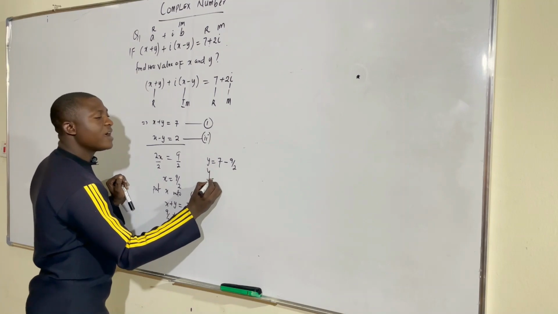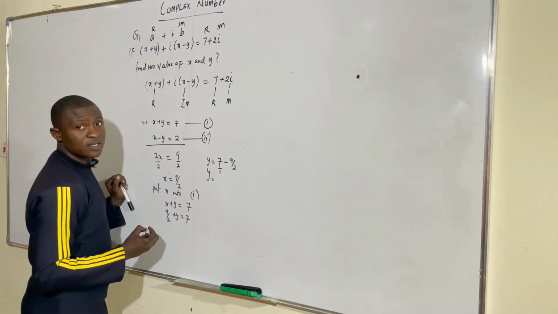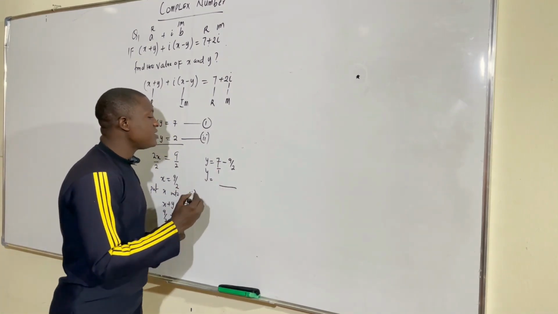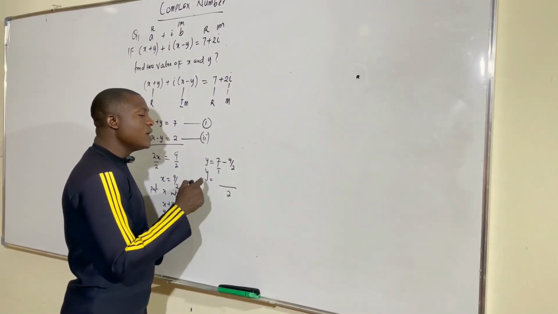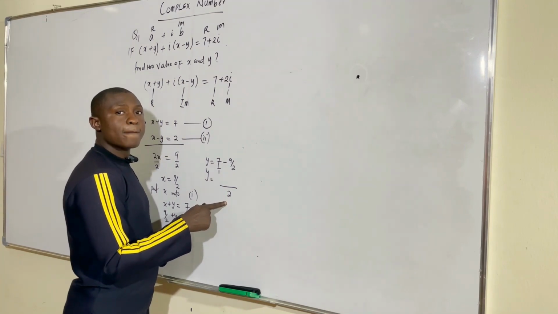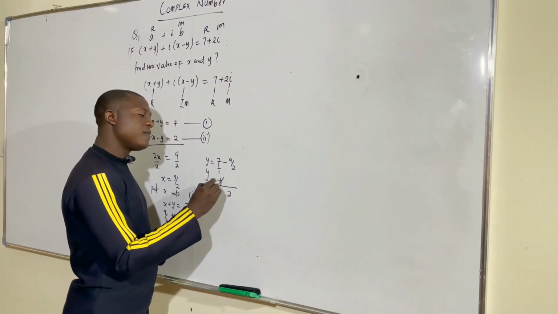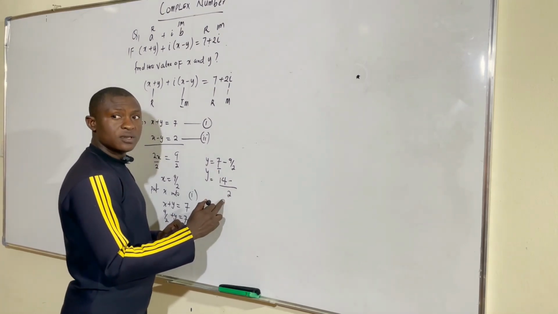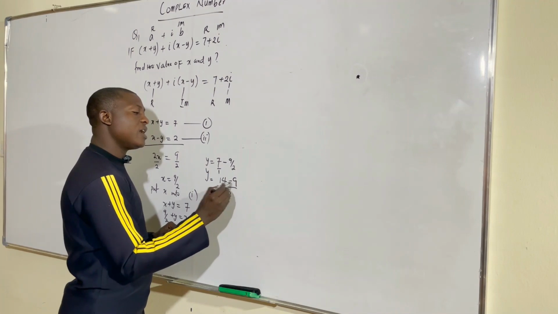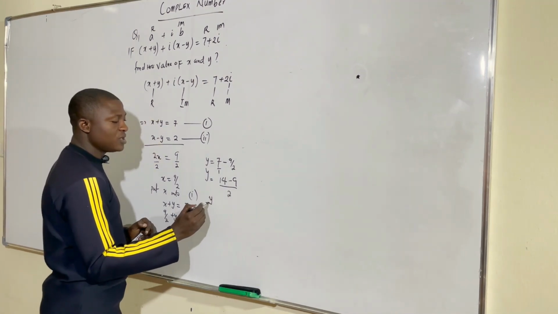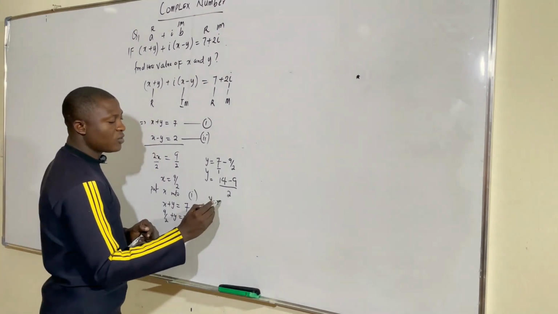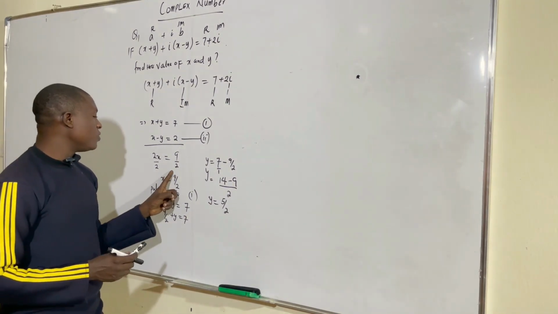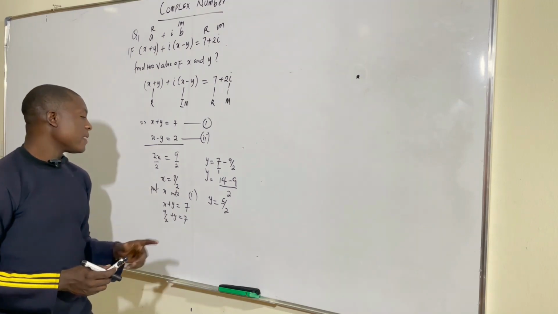Now, if I have 7, it's nothing but 7 over 1, isn't it? Now, if I find the LCM of 1 and 2, it will give us 2. How many 1s can we get in 2? Yeah, that is 2. 2 times 7, now we have 14, minus how many 2s can we get in 2? Yes, that is 1. 1 times 9 we have 9. So here I can have y is equal to 14 minus 9 over 2. Of course, we are going to have 5 over 2, which means the value of x is 9 over 2 and the value of y is 5 over 2.